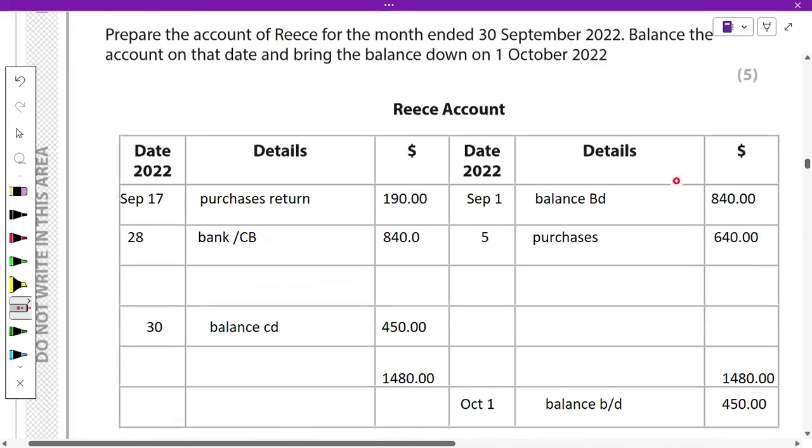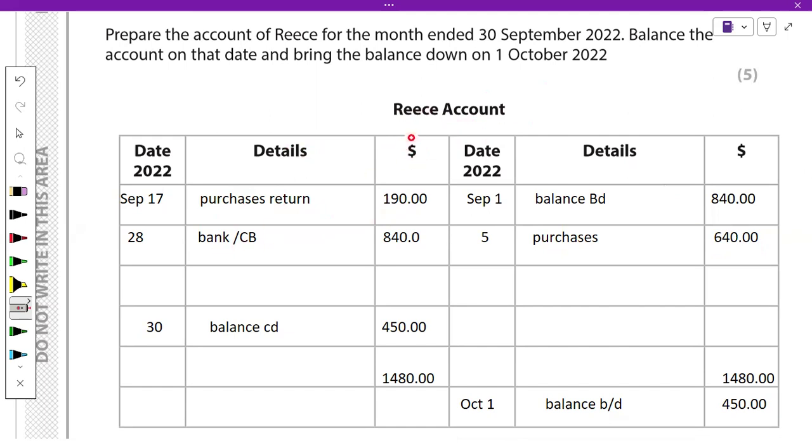So Reese is basically a supplier, that's why the balance BD is on the credit side. When we purchase from Reese, Reese would be increased because our liability would be increased, because this is a credit purchase. So that's why the Reese account would be credited and purchases would be debited. And when we return purchases to Reese, it means that Reese would be debited and purchases would be credited. That's why 190 is here.